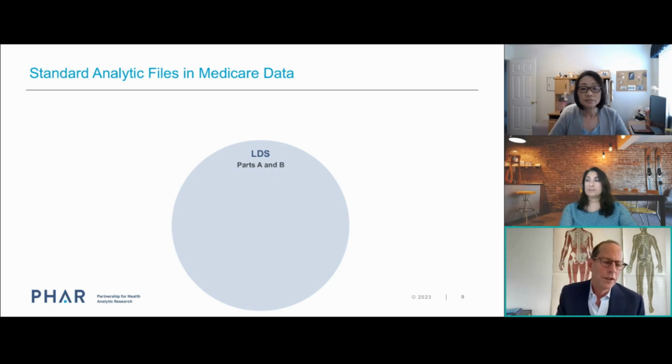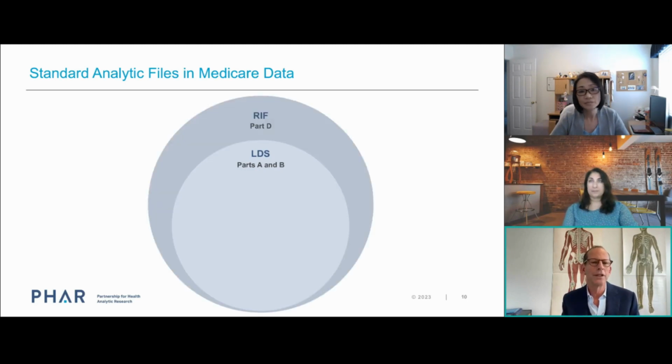The way the files are delivered is in what are called standard analytic files. I'm just going to talk a little bit about how the LDS and RIF datasets differ in terms of which files are available, because there are some differences. When you use the limited data set files, you're mainly getting information from Parts A and B of Medicare. There's also enrollment information and things like that, but it's hospital-based and outpatient, and it's a pretty comprehensive look at care of Medicare patients.